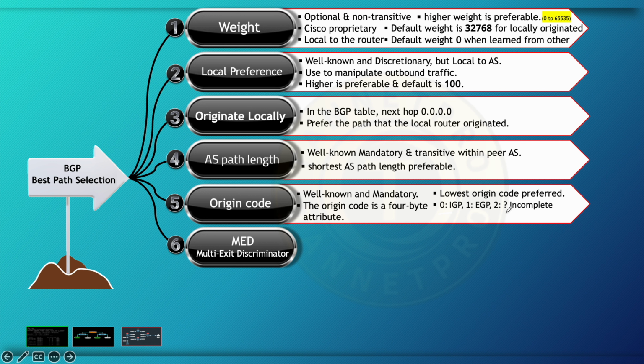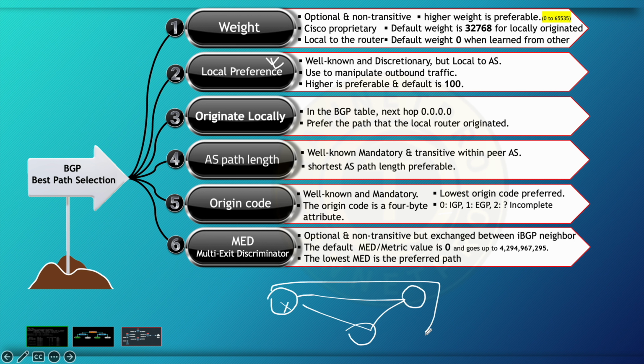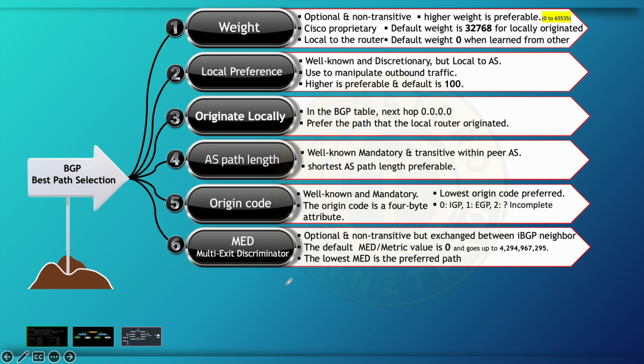The multi-exit discriminator is also called a metric, right? So what is MED basically? It's an optional non-transitive attribute, exchanged between IBGP neighbors. Again, similar to local preference. So basically, this MED value, if you configure it over here, will travel within the AS, via the IBGP domain, right?